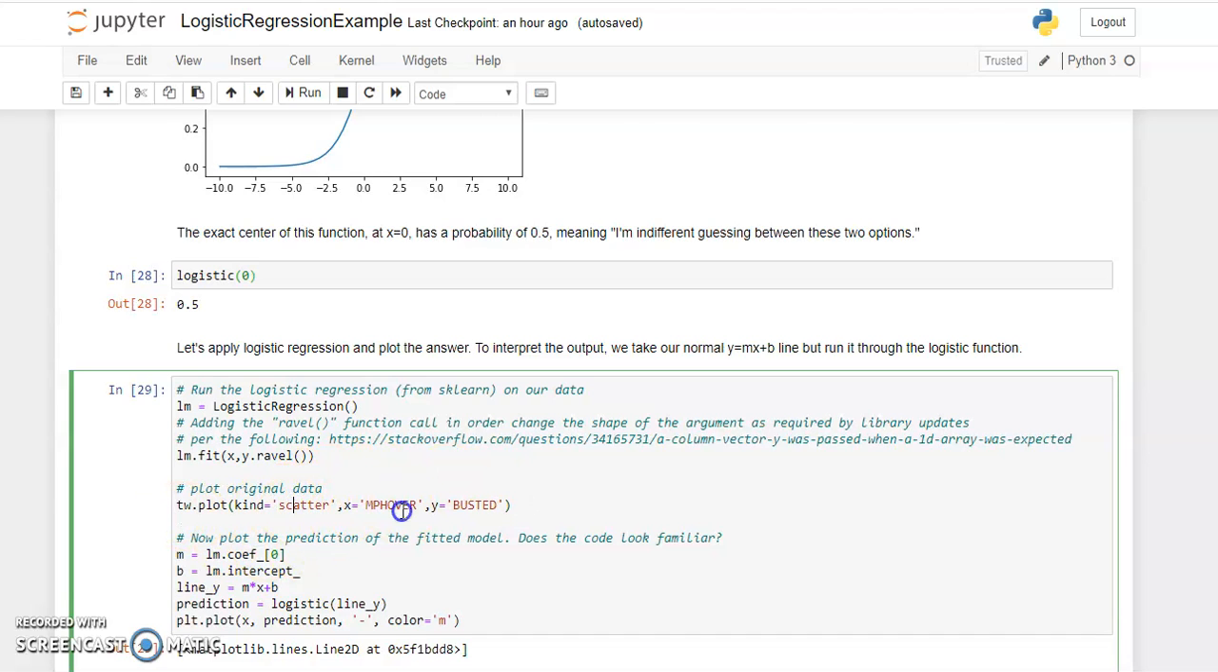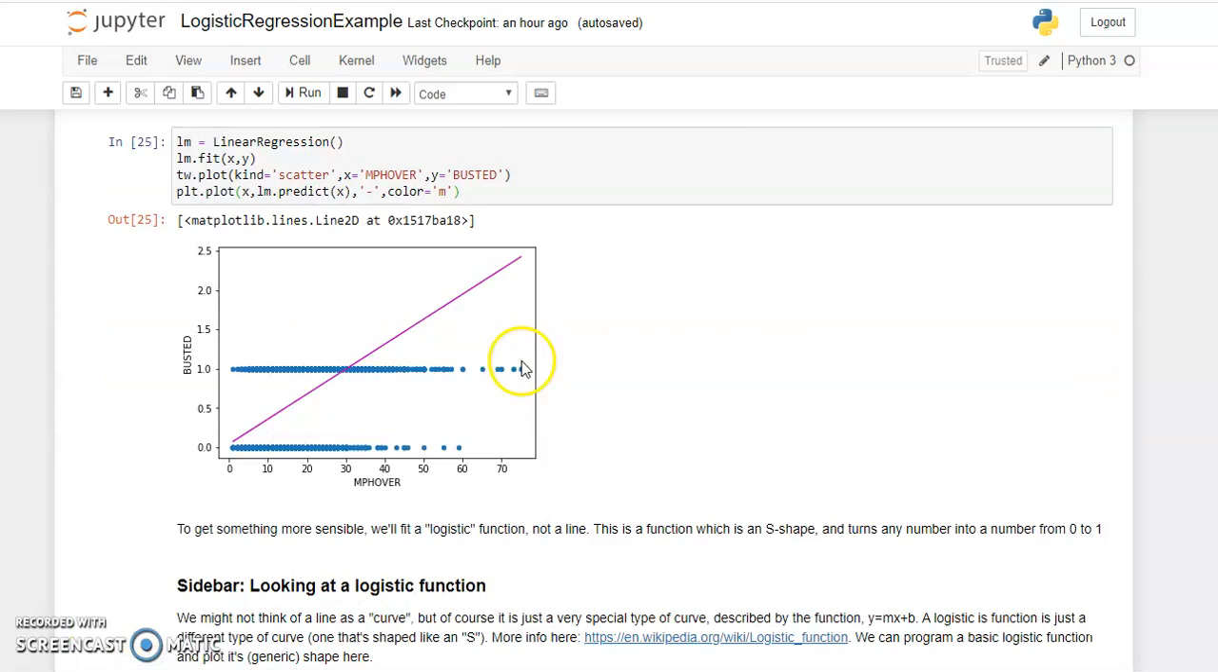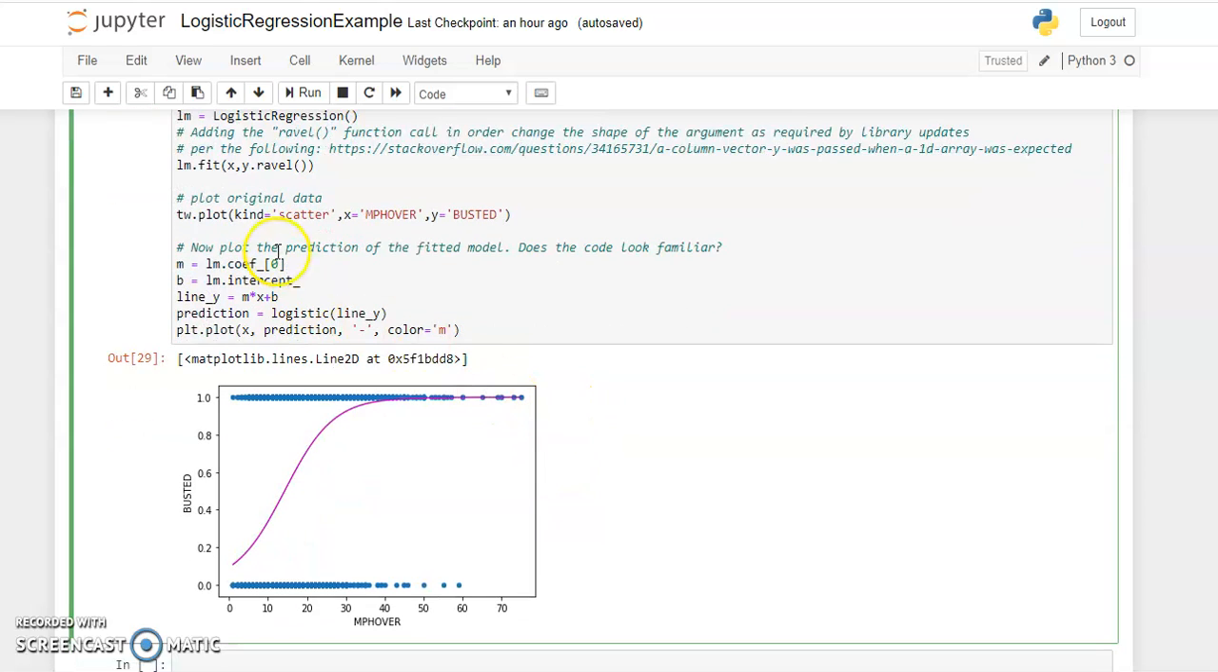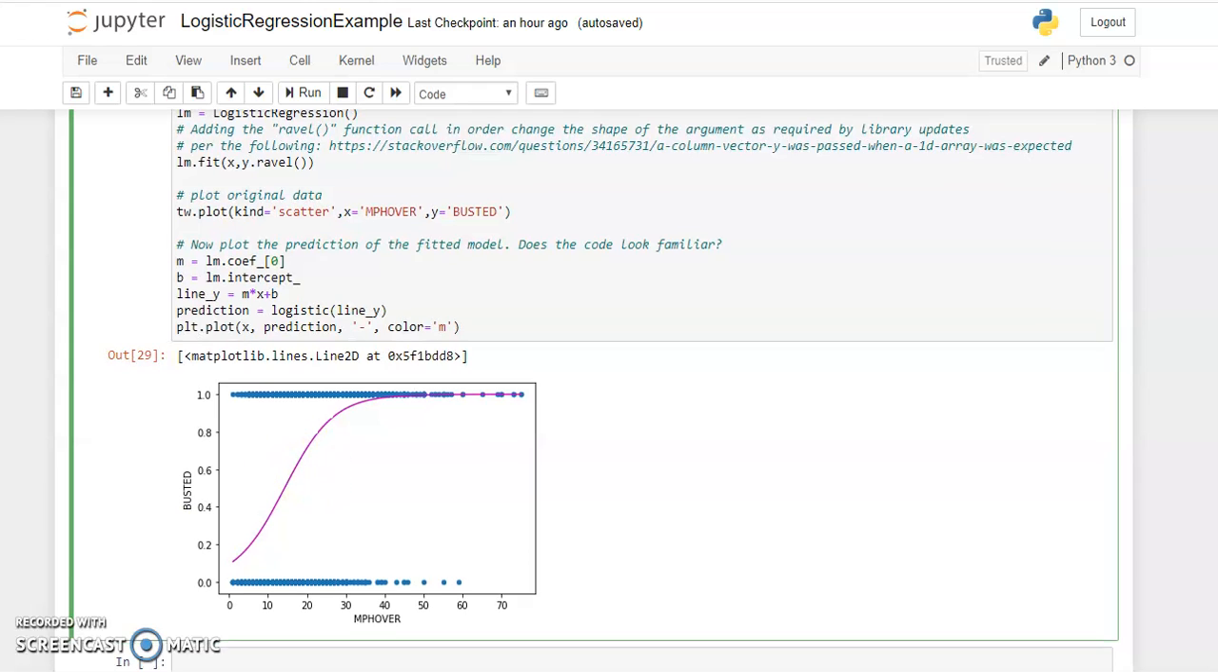Basically I'm going to do the scatter plot, which is the same thing that I did up here, but then I want to fit this curve to it and see what happens. And so now I'm going to plot the prediction of the fitted model. You'll see it looks pretty similar, right? The line is y equals mx plus b, but I'm fitting that line, doing a prediction based on that line and then plotting it, and I'm getting this nice magenta curve, right? So what we see is there seems to be a change point around 10 or 20.